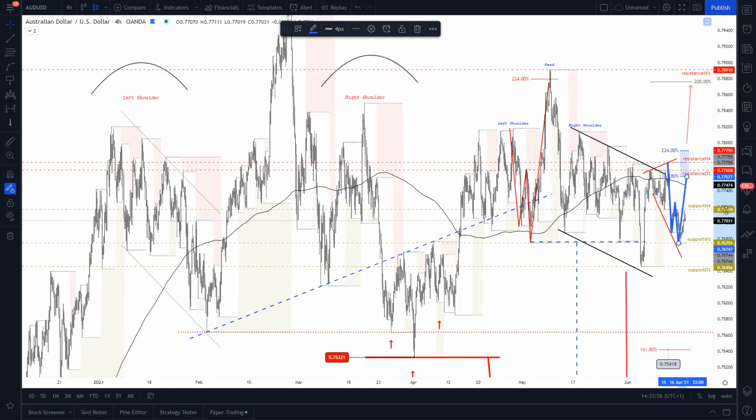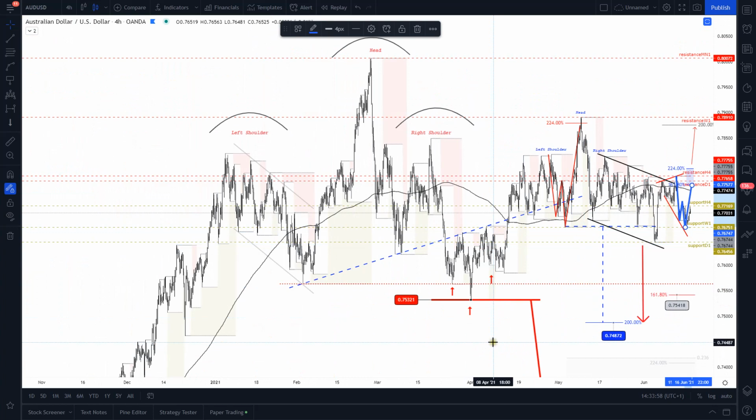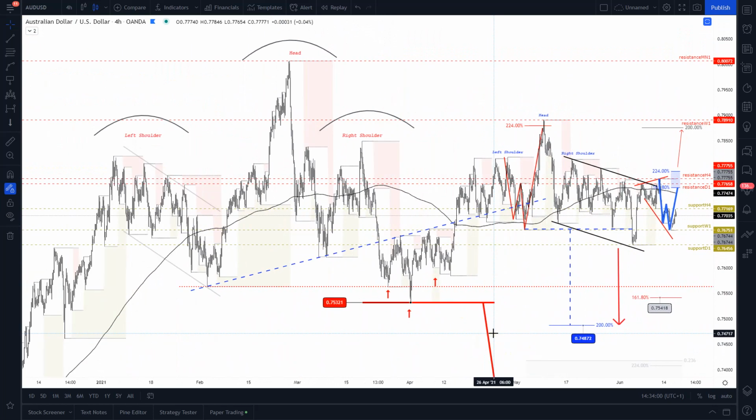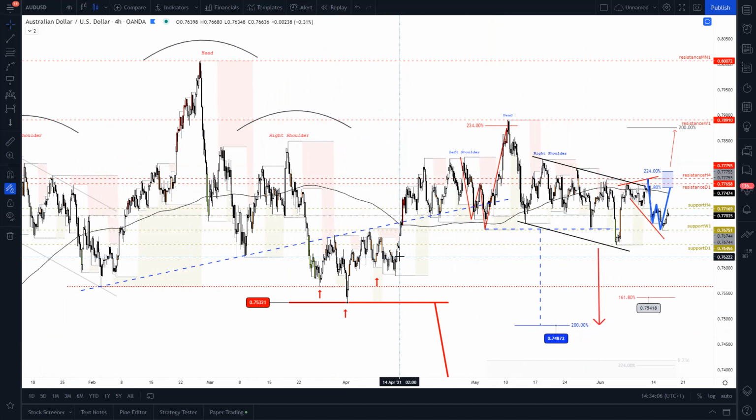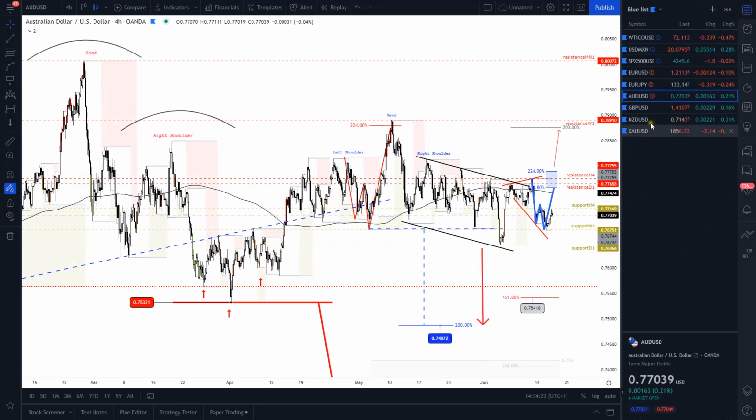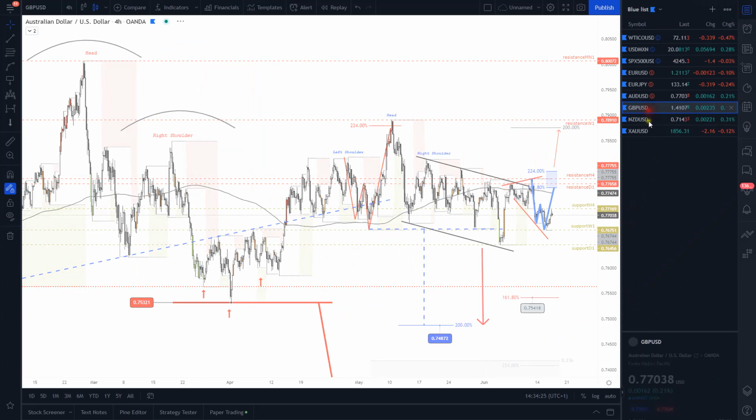But for now, I remain with my mid-term bias, or I can't say mid-term because we've spent a lot of time inside this range, almost more than 3 months already. So this is almost a long-term, mid-long-term projection. I remain with my bias as bearish for the Australian dollar. Let's see if that will be the case.